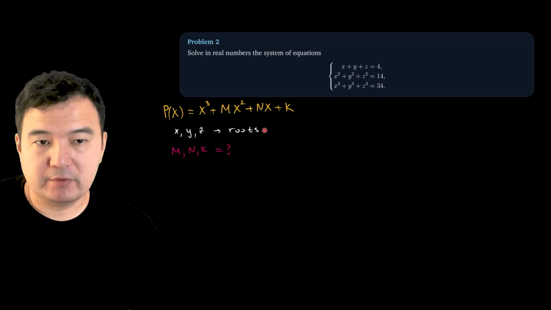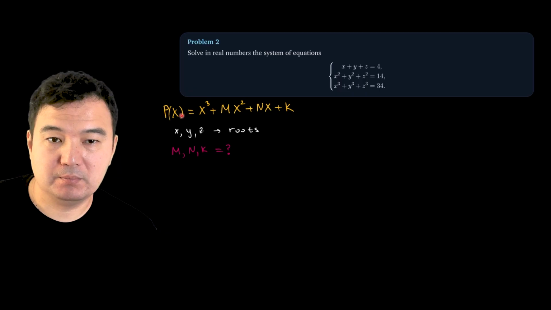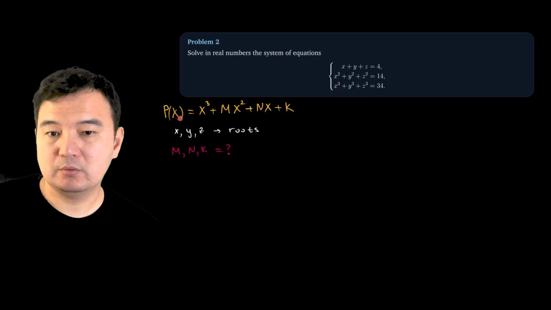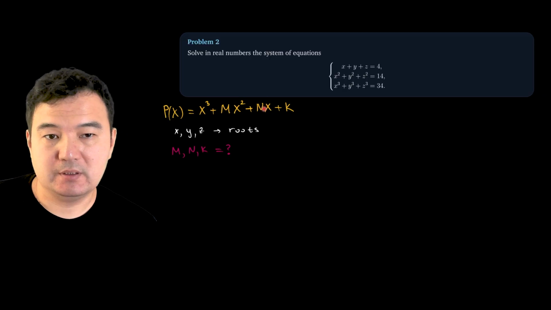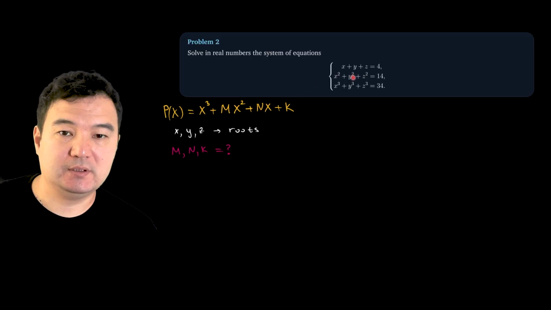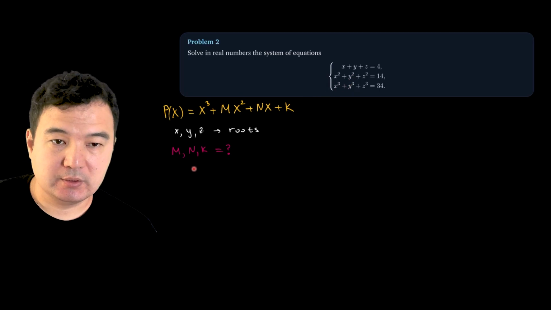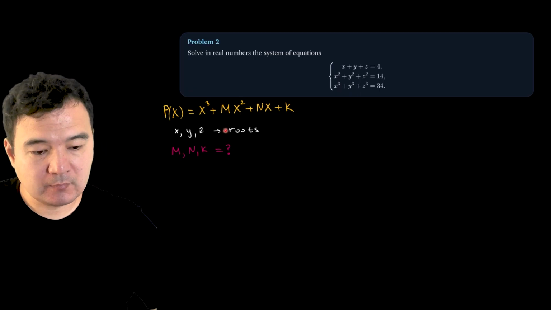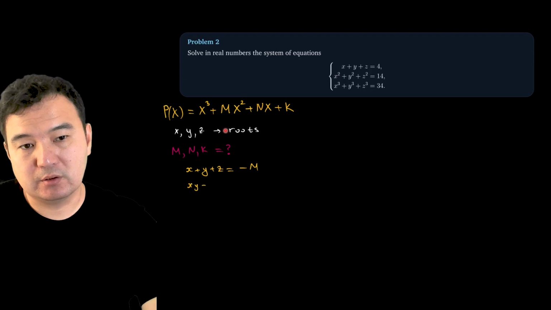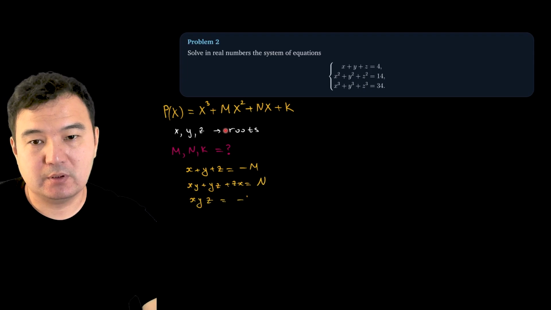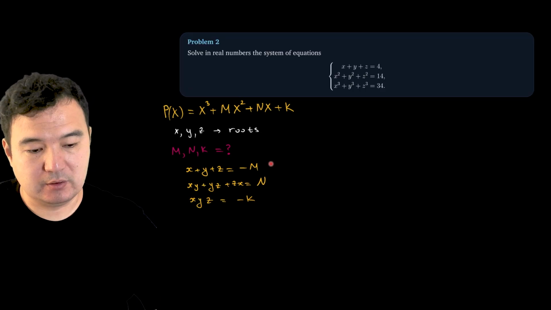Using Vieta's theorem, if I'm able to find m, n, k, the coefficients of the polynomial, so that I can exactly identify the polynomial, then I can solve this cubic equation instead of the system, right? That would be like rewriting everything into one equation. So let's try to find m and k. Let's write Vieta's theorem: the sum of roots, the sum of pairwise products, and the product.